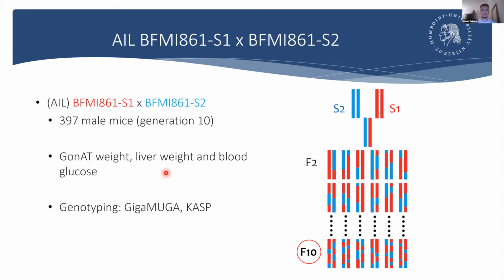So with these two BFMI lines, we created an advanced intercross line population. In particular, for our project, we focus on the A allele generation 10. This population contained in total 397 male mice that we use for phenotyping and for genotyping. In particular, we collected gonadal adipose tissue weight, liver weight, and blood glucose at 25 weeks, and we genotyped the entire population using GWAS array and CASP-assay.